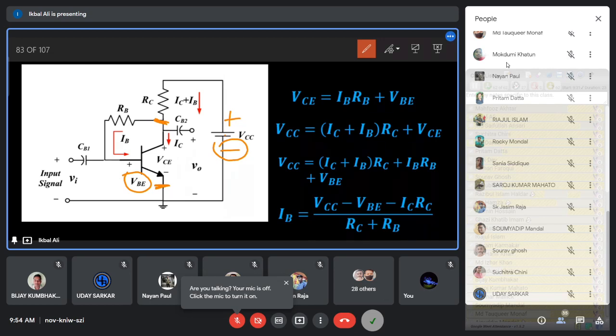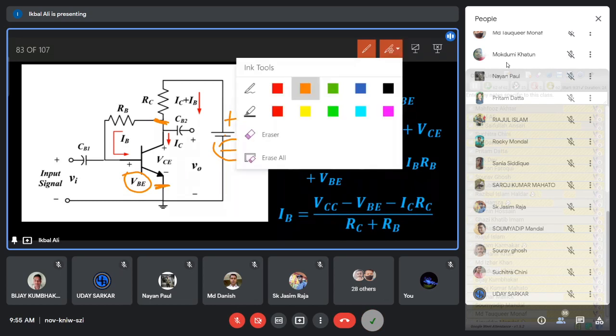If you reverse it, the collector base junction will be forward biased and the base emitter junction will be reverse biased, and no transistor action will be performed. So this is the purpose of the biasing circuit, which sets some DC current through the transistor as well as some DC voltages across it. Now we will calculate these currents and voltages. What are the equations to calculate them? If you can extract these equations by applying KVL, then you can calculate the resistance values RB and RC for a particular VCC.